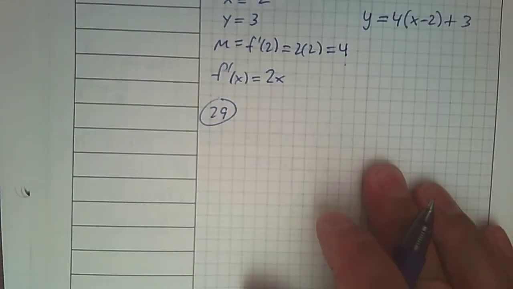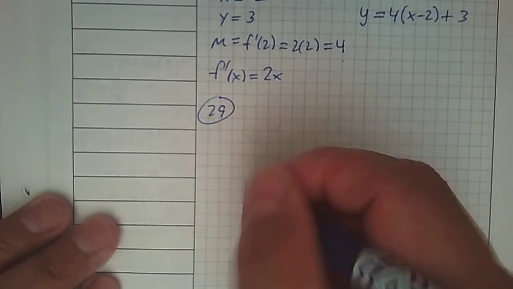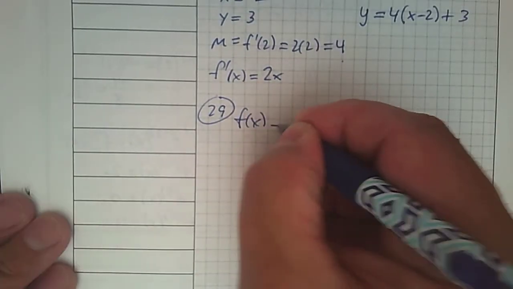29, let's see what we're given. Tangent to the graph f at x. Now right away I'm going to write this differently.